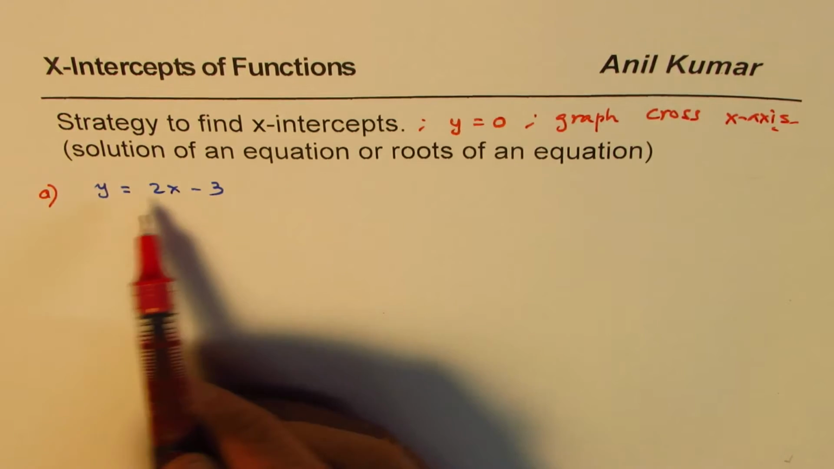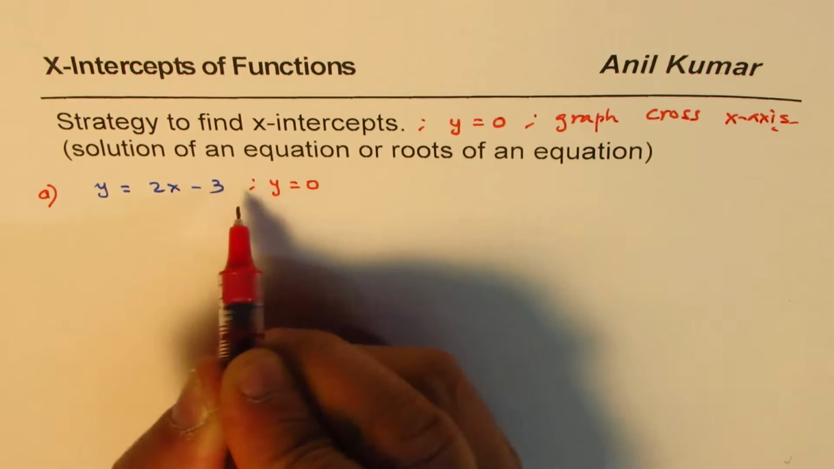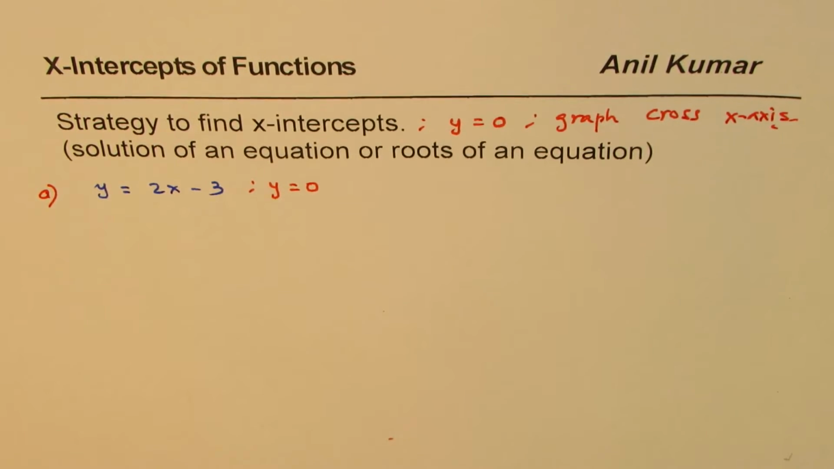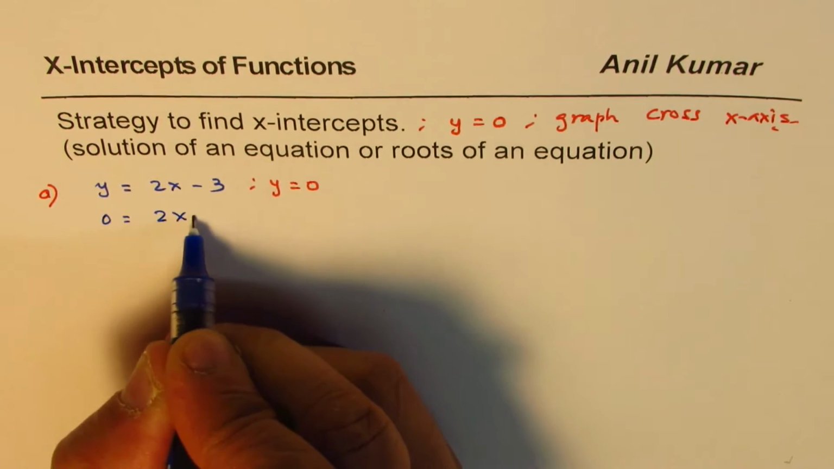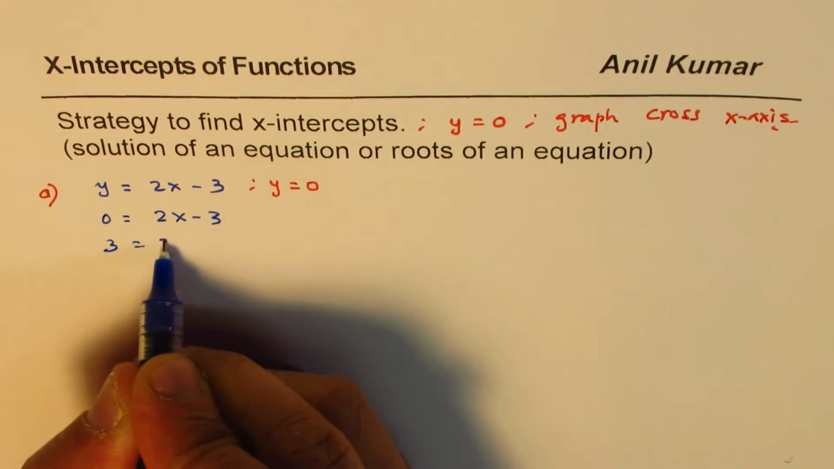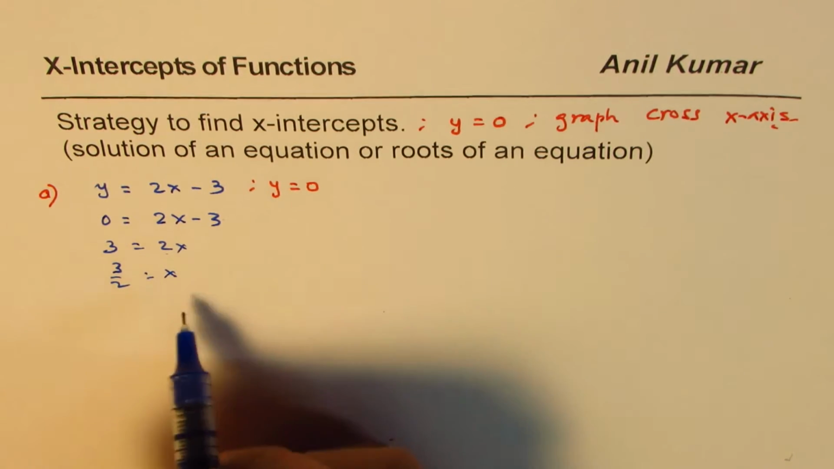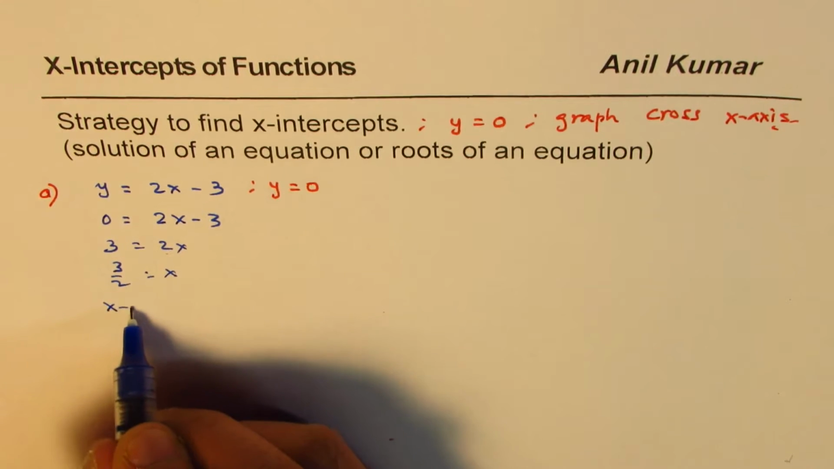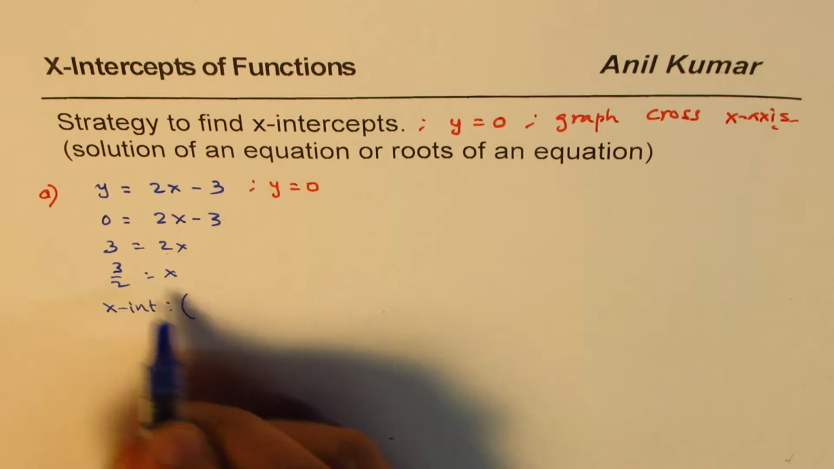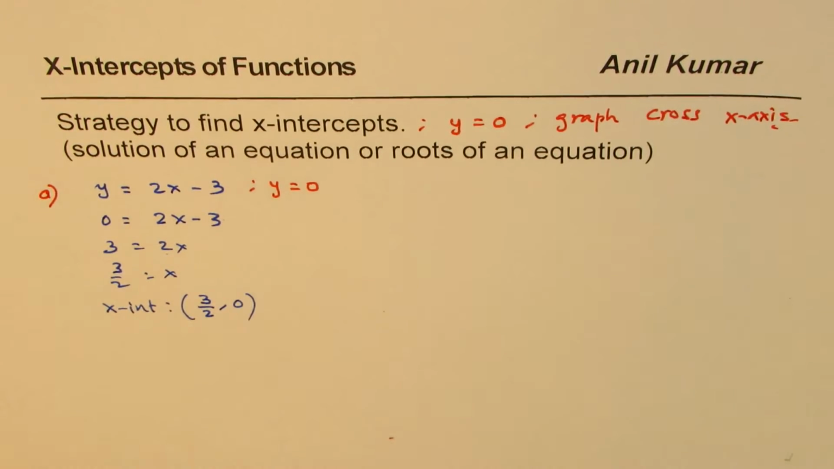Now, at that point, y is 0. So we basically have to substitute y equals 0 to find the x-intercept. We'll substitute y equals 0 here. So we get 0 equals 2x minus 3. Bring 3 to this side, 2x, divide by 2. So we can write down that the x-intercept is at 3 by 2 or 1.5, comma 0. 0 is the y value. So that is how you could do it.